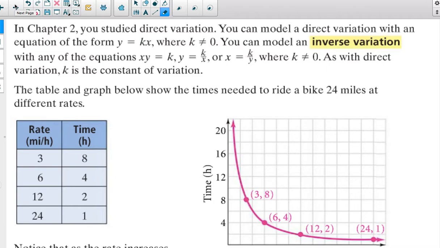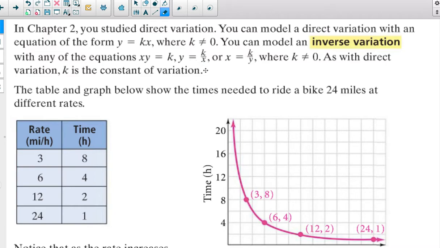So back in chapter 2, this was back in September, October, we talked about direct variations. A direct variation is an equation in the form y equals kx, where k cannot equal 0, and k was your constant of variation, and you were given 2 points, had to find the constant of variation, or given the coordinates, and so on. Now, an inverse variation is, instead of y equals kx, you have xy equals k, or y equals k divided by x.